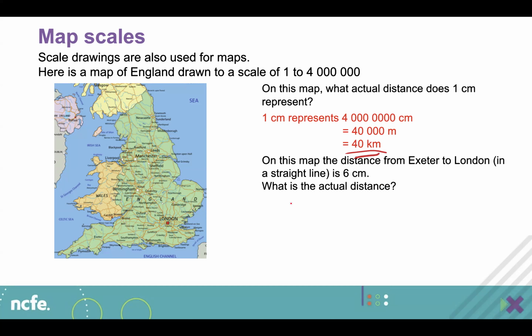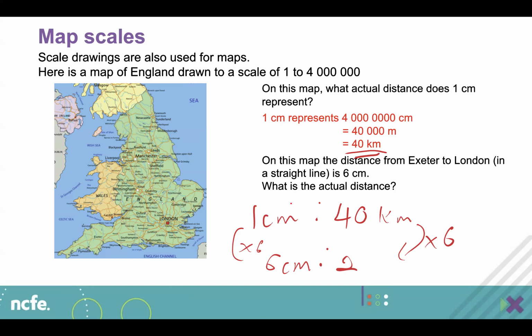On this map, the distance from Exeter to London in a straight line is 6 centimeters. What is the actual distance? So if 1 centimeter represents 40 kilometers, you multiply by 6 for 6 centimeters. 40 multiplied by 6 equals 240 kilometers.